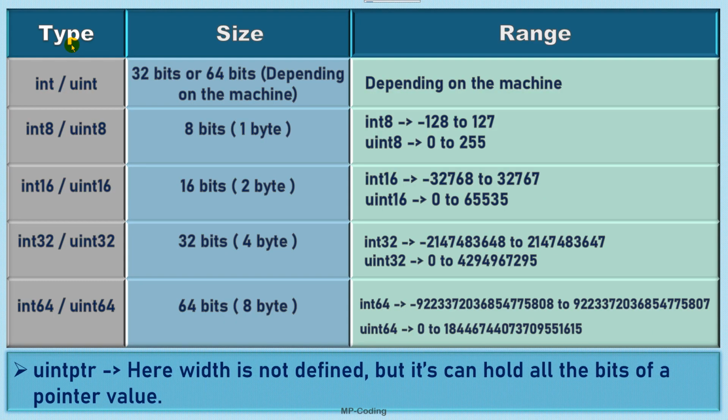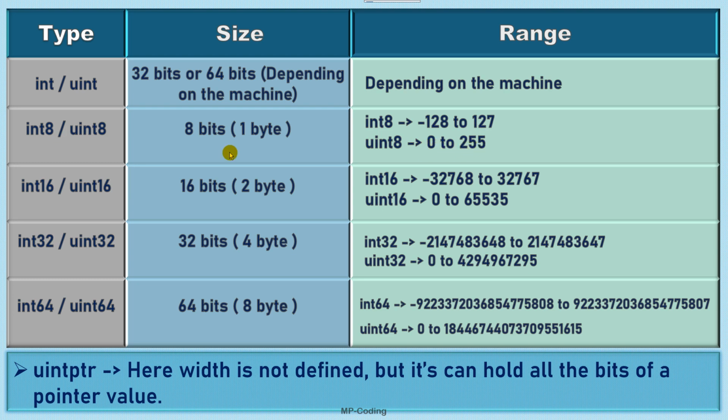Then look here, in this data table we have signed and unsigned integer types and their size and range. Here we have int and uint, their size is 32 bits or 64 bits, so it depends on the machine. Range also depends on the machine. The second one, int8 and uint8, their size is 8 bits, which equals 1 byte. Then int8 range is minus 128 to 127. Uint8 range is 0 to 255.